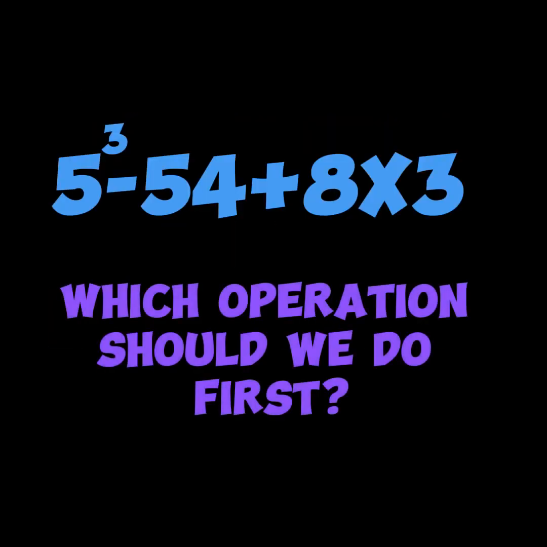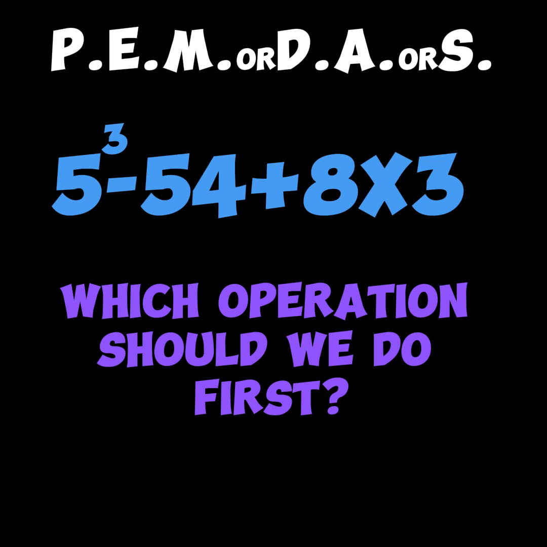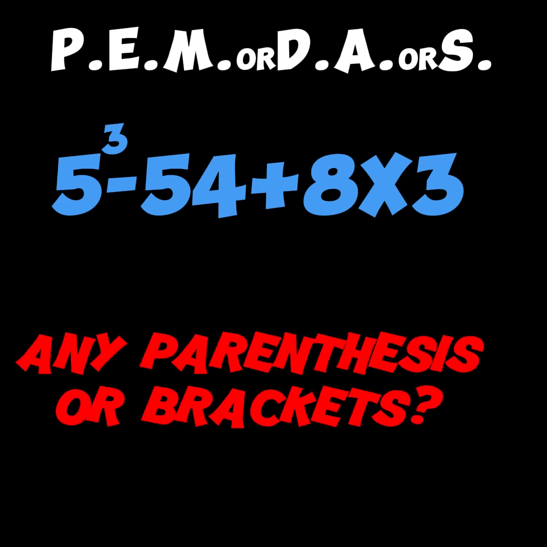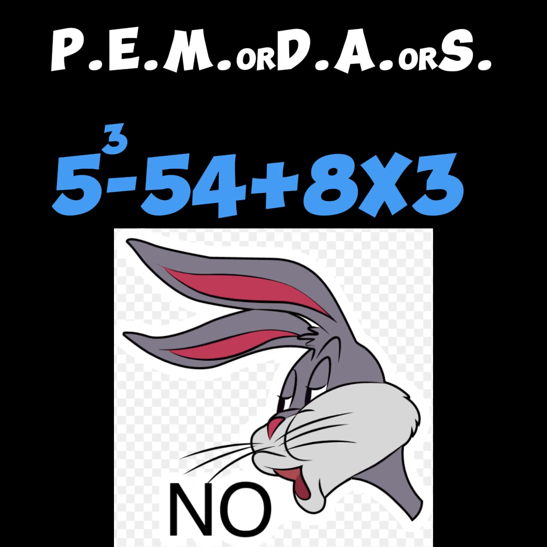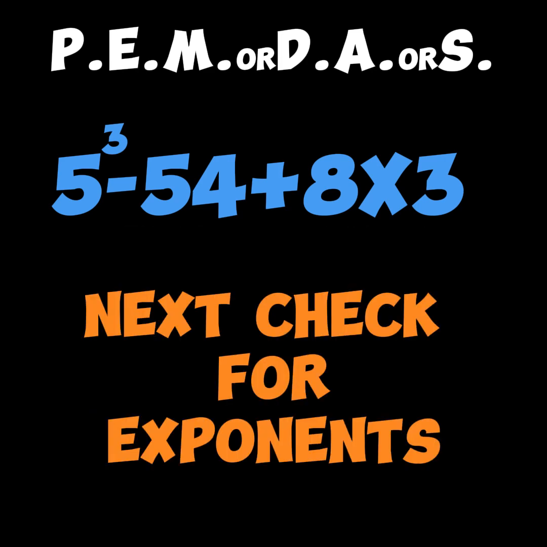5 to the third power minus 54 plus 8 times 3. I always try to write PEMDAS on top so that I make sure I'm checking off and going in the right order. So we check for parentheses. Are there any parentheses or brackets? Nope.